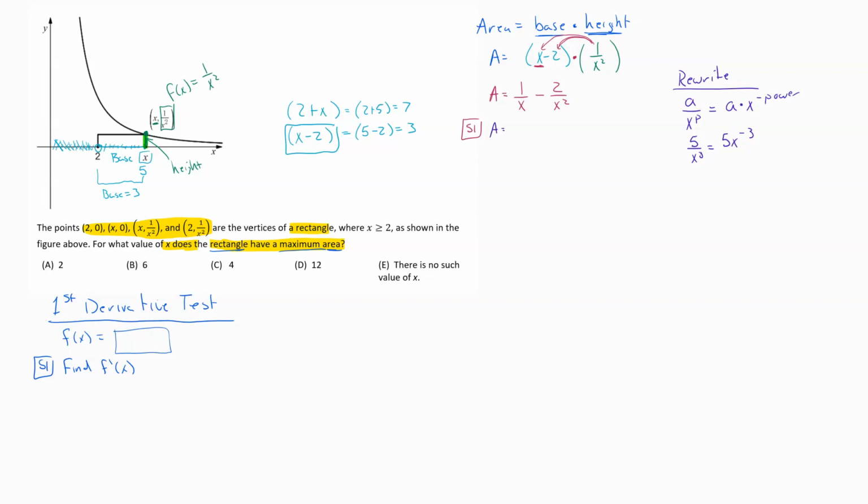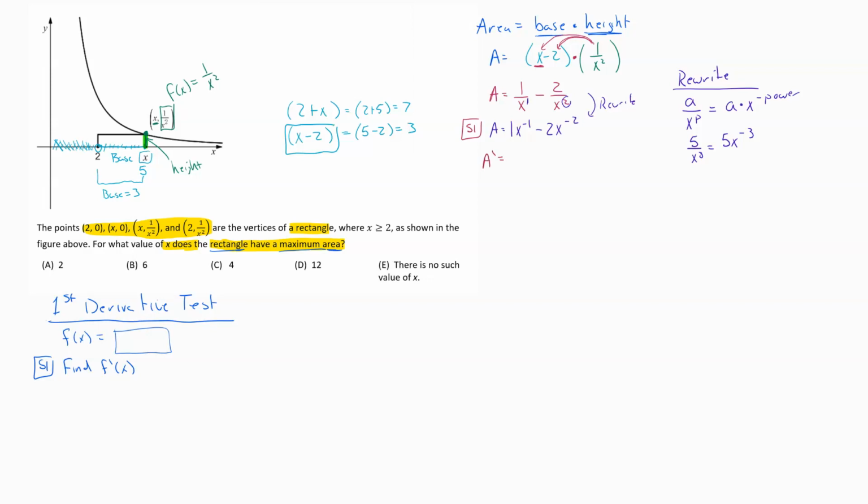So my rewrite on this: there's an unwritten 1 on the bottom on that x, so I rewrite that. I've got the 1 on top and then x to the negative 1. And then on the bottom, on the second one, I've got a 2. So I have the 2 that was already on top, and then I bring up the 2 from the bottom and make it negative. So there is my rewrite. Now I'm ready to go apply my power rule and get a derivative out of this thing.